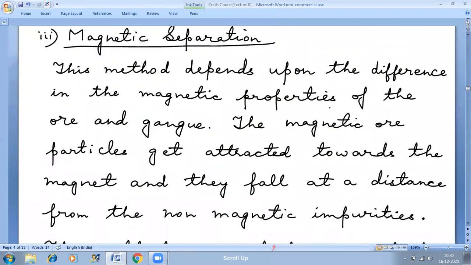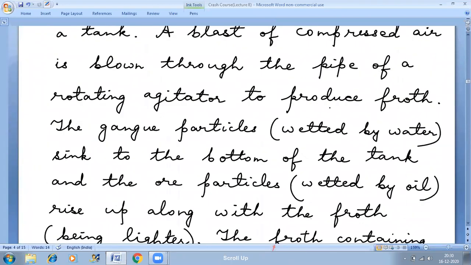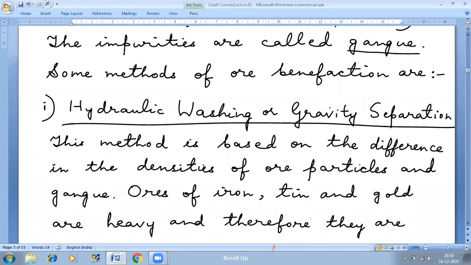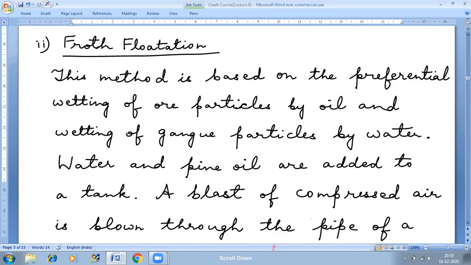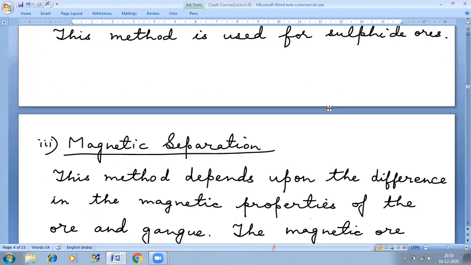So we discussed three different techniques of concentration. First was hydraulic washing. Second was froth flotation. And third was magnetic separation.